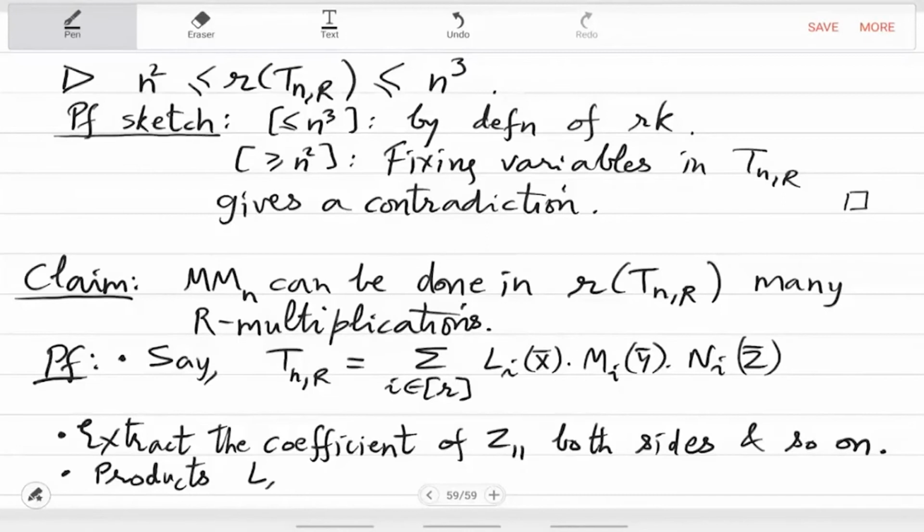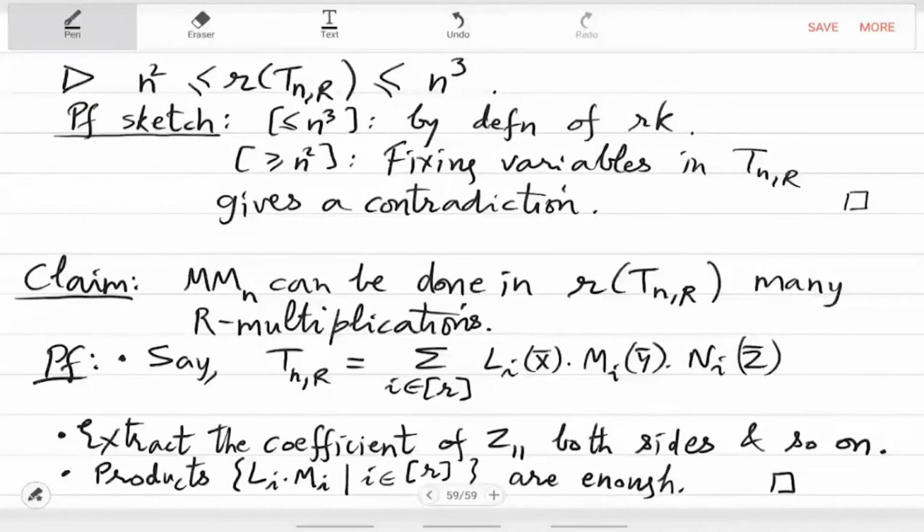The products Li times Mi, R of these are enough. Okay, so for 2 cross 2 matrix, this is what Strassen did essentially. He first wrote T as a sum of 7 products instead of 8. So that was saving one product.